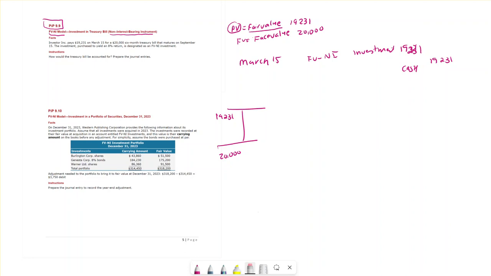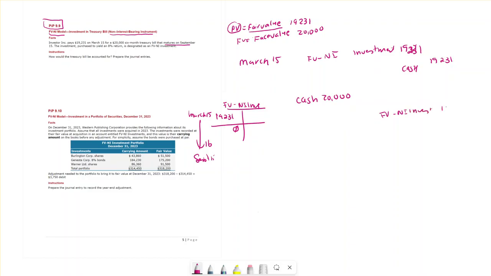So let's prepare the journal entry. The bill will mature on September 15th, and the first entry was on March 15th. 6 months are gone by, and now we are going to receive cash. The cash we're going to receive is 20,000 from them, and we have the value of our investment, my fair value net income investment, and I needed to make this zero. How would I make it zero? By crediting it. So let's credit the fair value net income investment of 19,231.